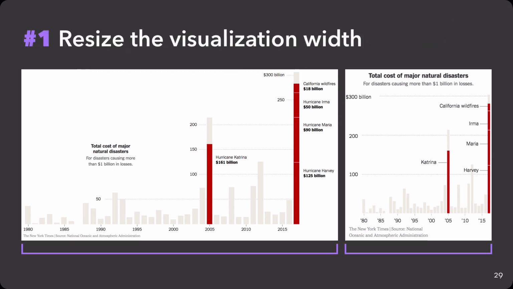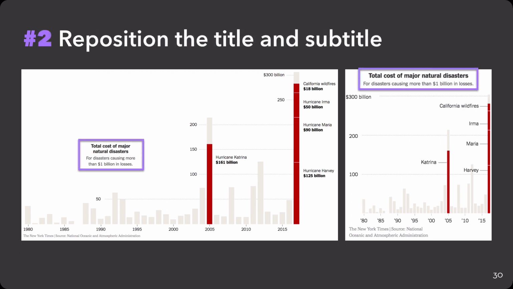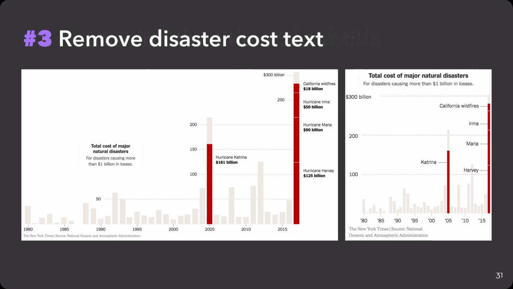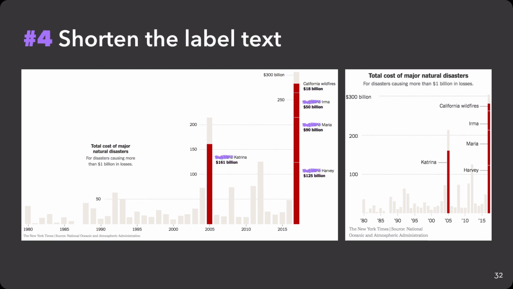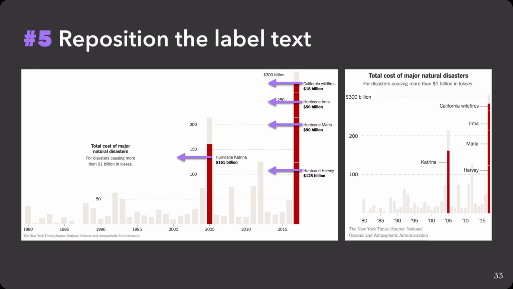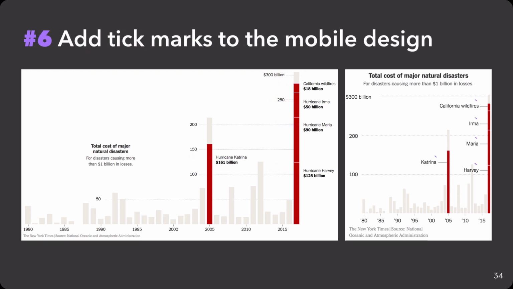The visualization has been resized for the smaller width of the phone. The title and subtitle have been repositioned to the top of the visualization. The text showing the disaster cost for the labeled bars has been removed. The labels have been shortened to remove the redundant word hurricane. The labels have also been repositioned into the chart area rather than the white space. A small tick mark has been added to connect the label to the corresponding bar.